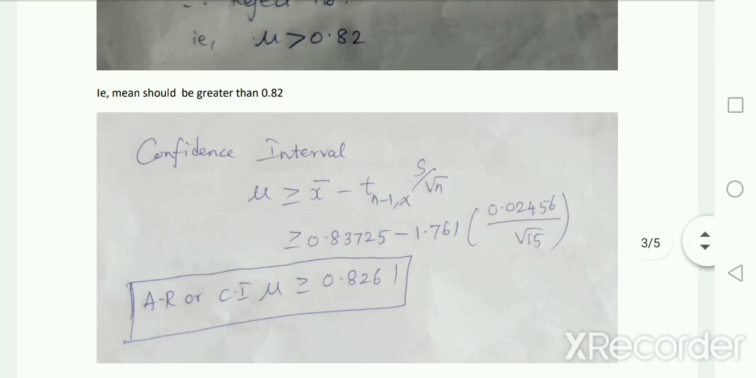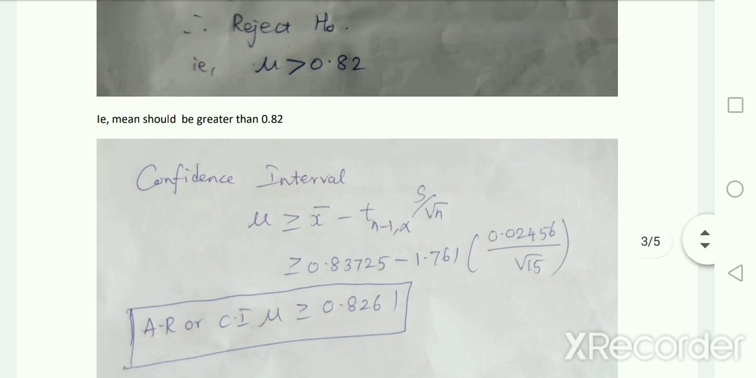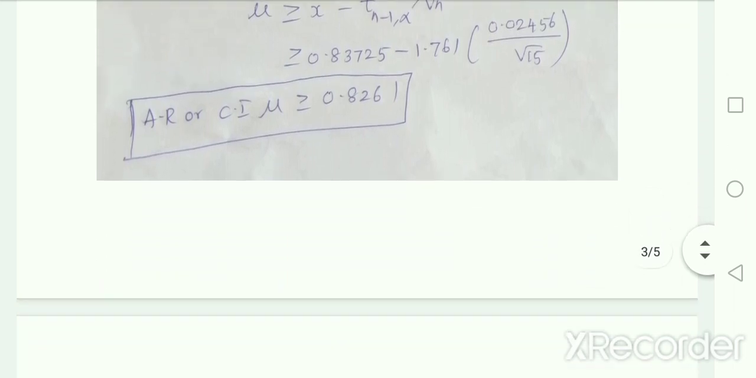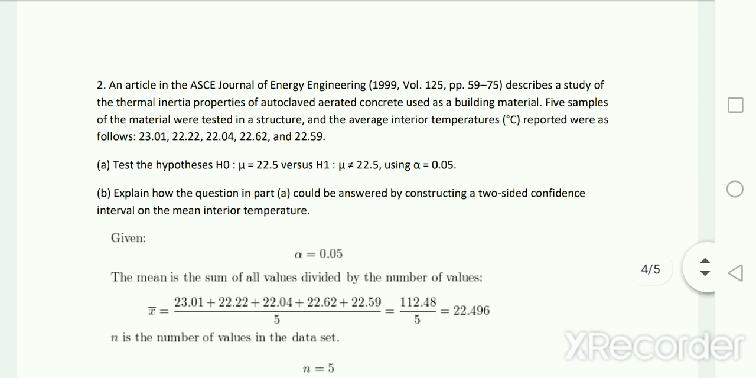Okay, so that also matched with our conclusion. Actually, we have to accept already mu greater than 0.82, and this is for the accepted region; here also mu greater than or equal to 0.8261. Okay, now we move to the next problem.